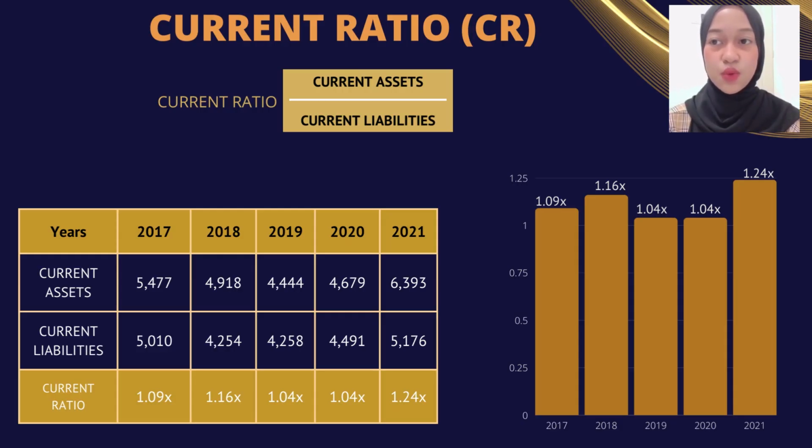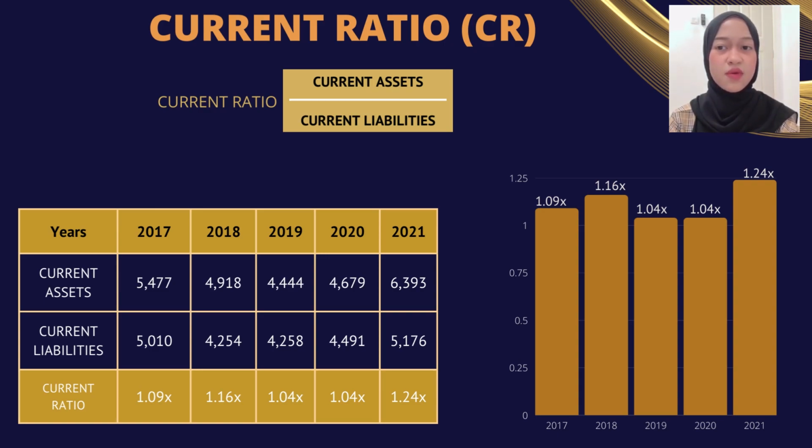Firstly is the current ratio, which measures the company's ability to pay off its current liabilities, those due within a year, with its total current assets and current liabilities. How do we calculate the current ratio? The current ratio can be calculated by dividing current assets by current liabilities.